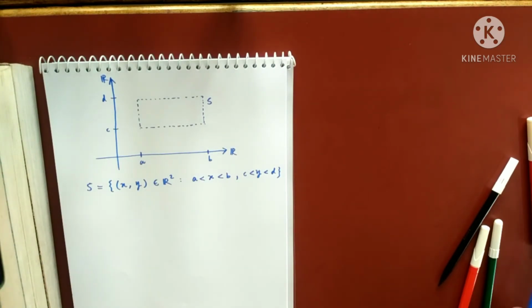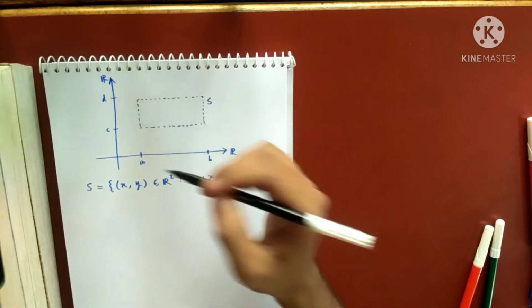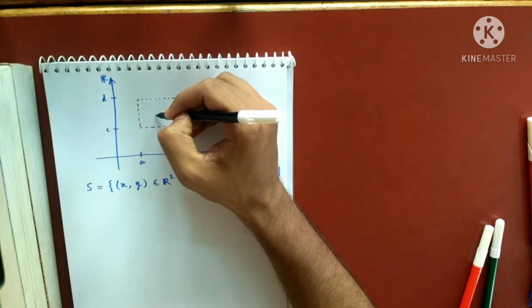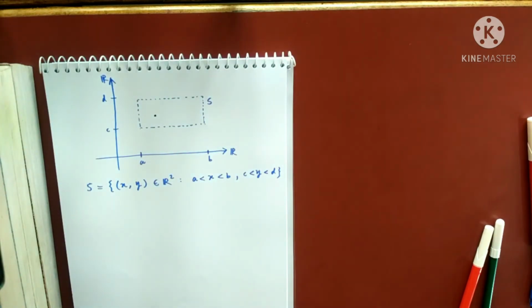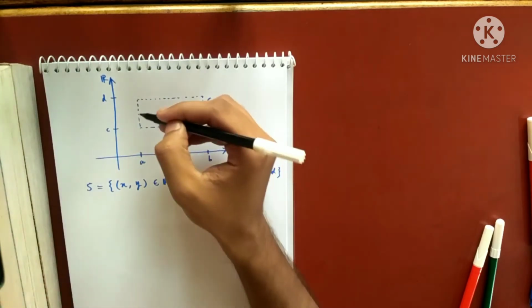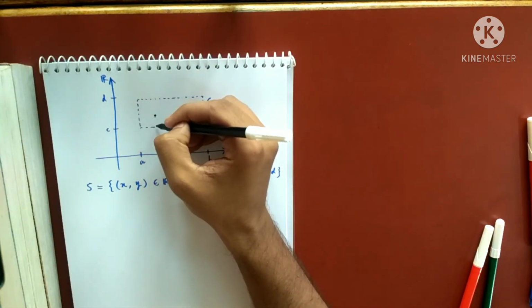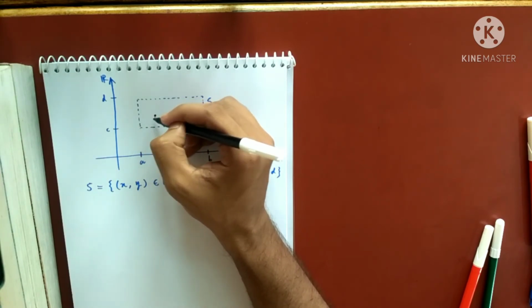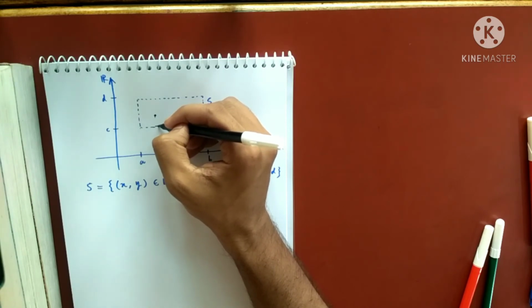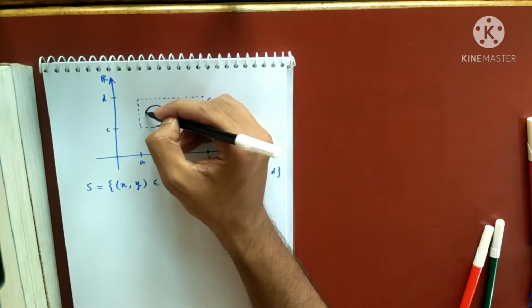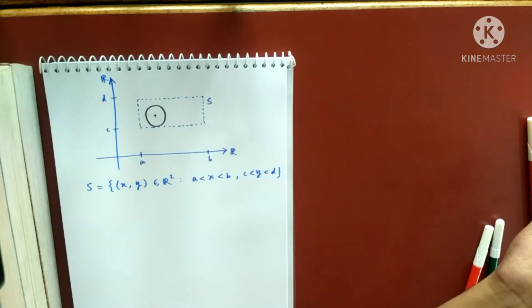Right. Now, if I ask you, is S a neighborhood of this point? How will you do that? How can I take an open ball? I will measure the distance of this point from this line and from this line. Whichever distance is smaller, I'll take that as the radius and draw an open ball around this point. And you can see that that open ball will definitely lie inside S.